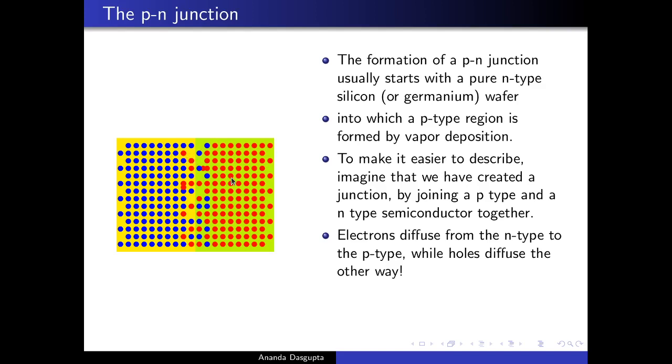Of course, diffusion is random, it should happen in all directions, but the gradient of electrons is such that the diffusion will occur primarily from the N side to the P side for electrons and from the P side to the N side for holes.